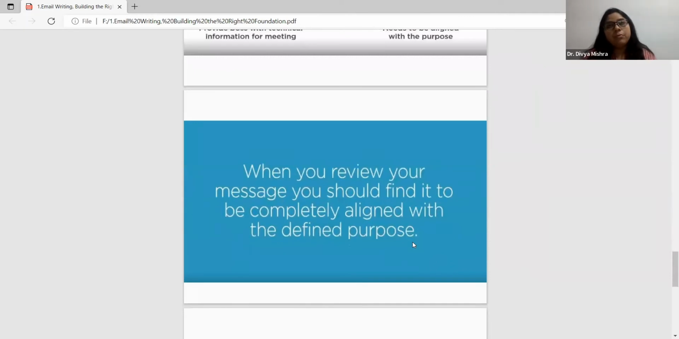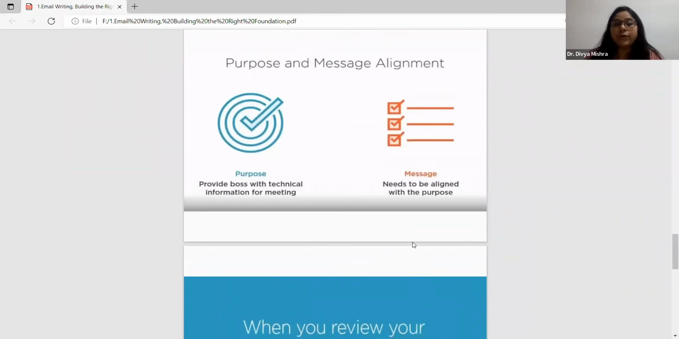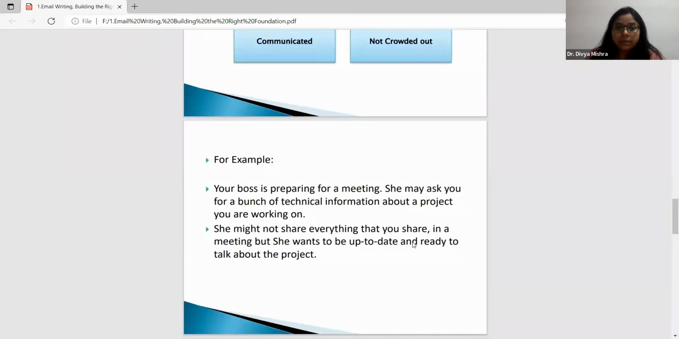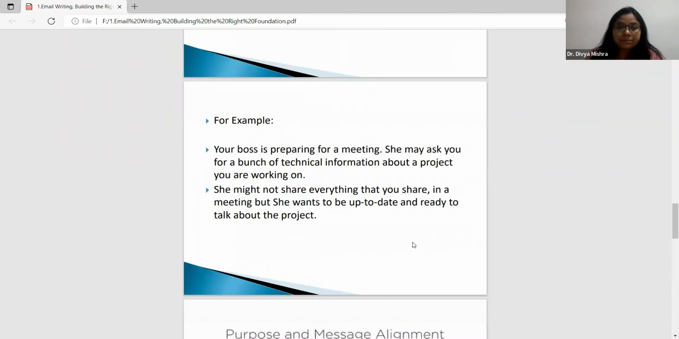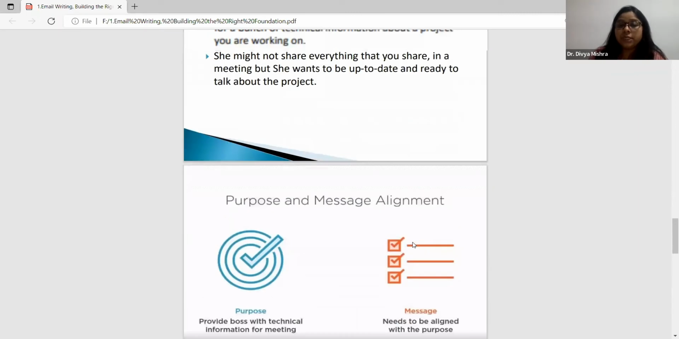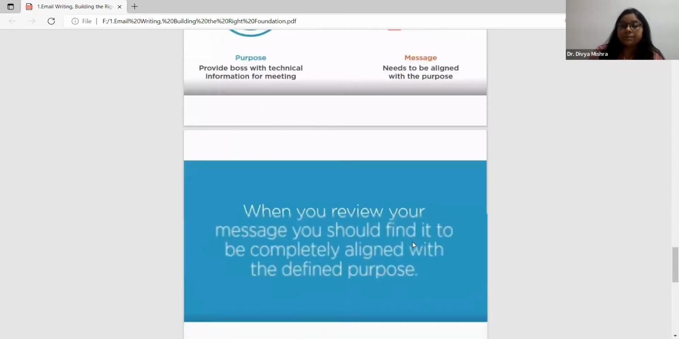So reviewing is very important. Reviewing means proofreading. When you review your message, you should find it to be completely aligned with the defined purpose. In this scenario, as you can see here, the purpose was to provide the boss with the technical information for the meeting. And the person who is ready to help for that project must ensure that it is aligned with the purpose.